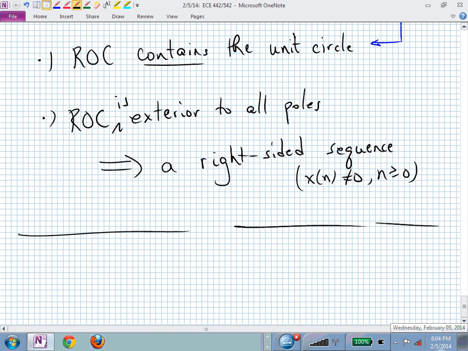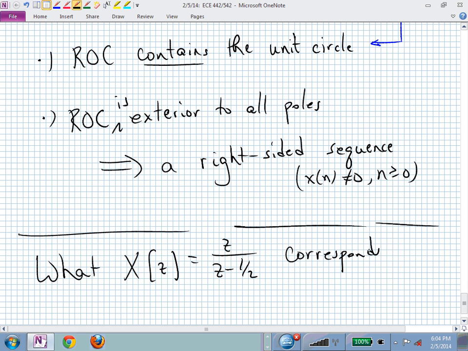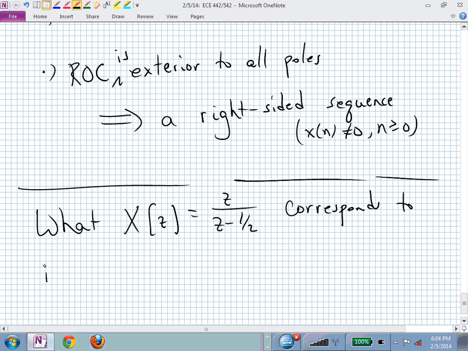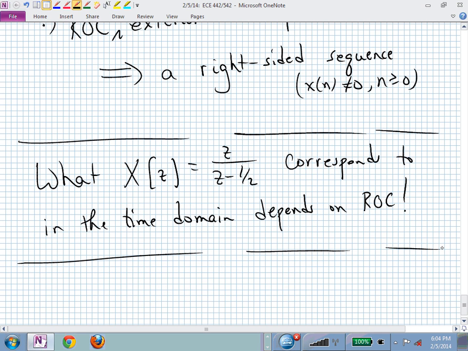The point of all of this, these last two examples, was to try to convince you that if you're given a Z transform, and in this case we were given a particular one, Z over Z minus 1/2, what that corresponds to in the time domain depends on the region of convergence. In one of the cases, when we had a left-sided sequence, the region of convergence was interior to all the poles. When we had a right-sided sequence, the region of convergence was exterior to all of the poles. And that's the connection.